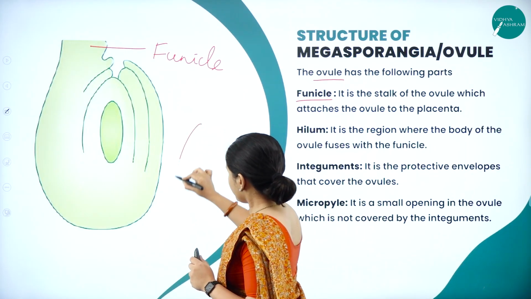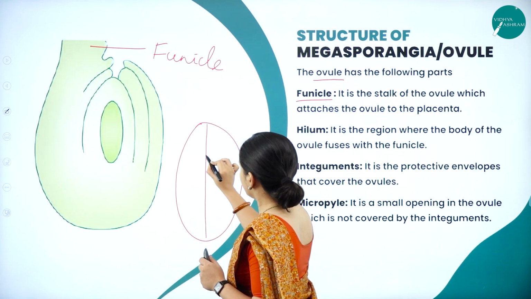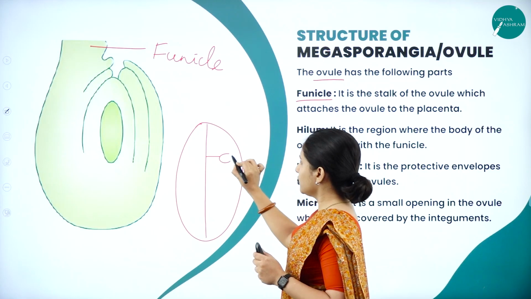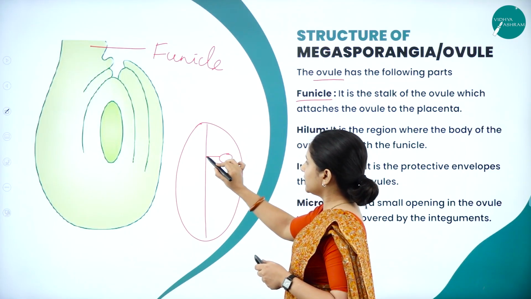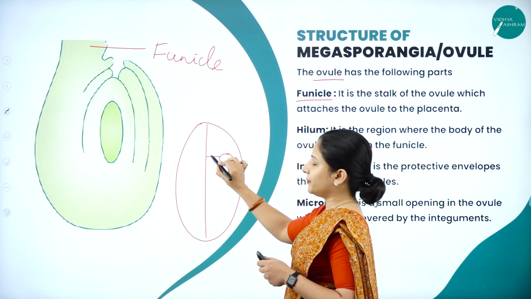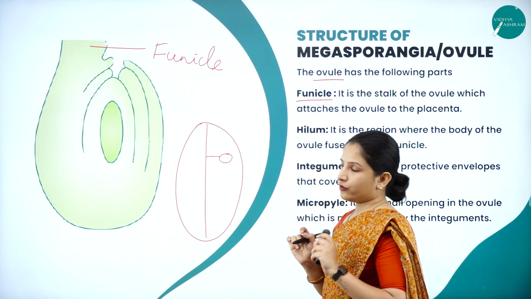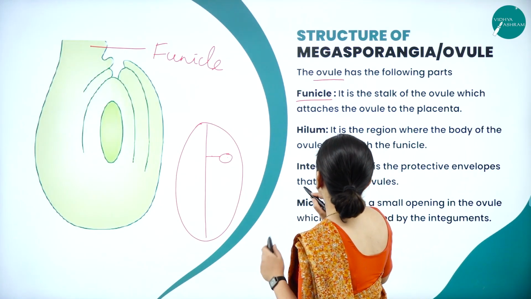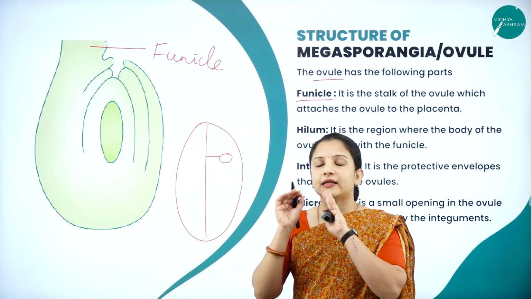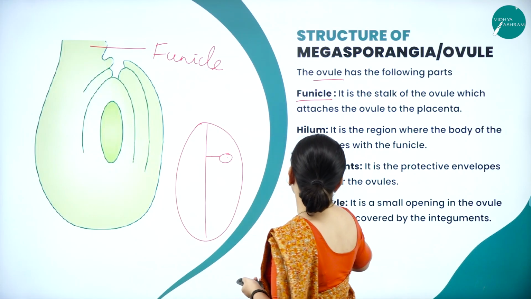So as I told you, you have the ovary. Inside the ovary, you have the placenta and you have the ovule. So the funicle is the one which helps in attaching the ovule to the placenta. Therefore it is called the stalk of the ovule. So the funicle is the stalk of the ovule which helps the ovule in attaching itself to the placenta. So that was about the funicle.